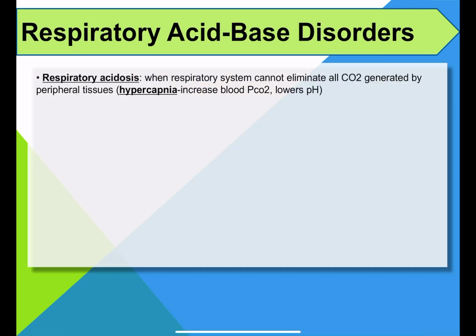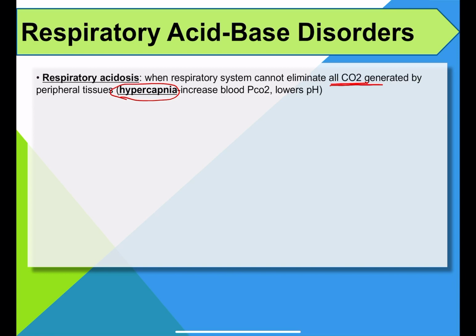Now, how about the acid-base disorders? Where do those come from? In what situation will we get respiratory or metabolic acid-base disorder? So let's talk about respiratory acid-base disorder first. Where do we get respiratory acidosis? When do we get that problem? This is when your respiratory system cannot eliminate all the CO2 that's generated by your peripheral tissue, and you get into a situation called hypercapnia, as we have talked about.